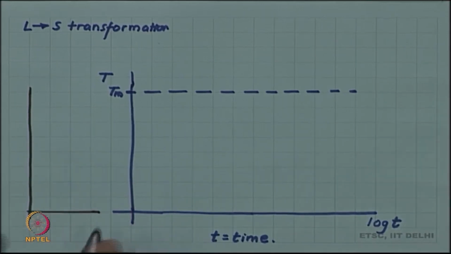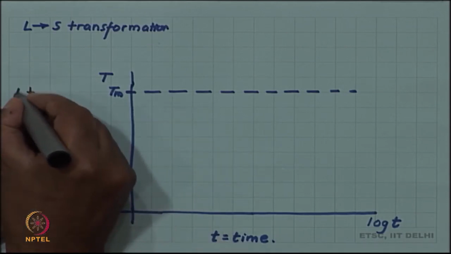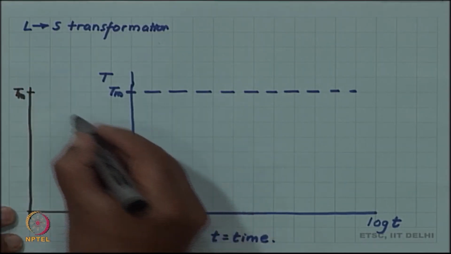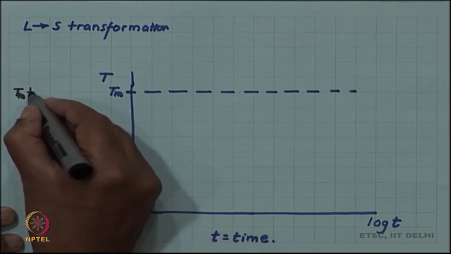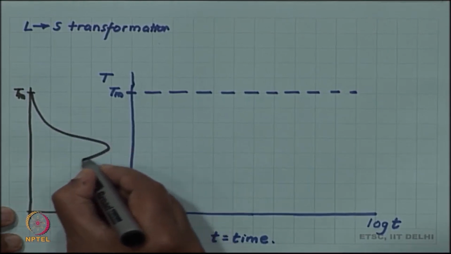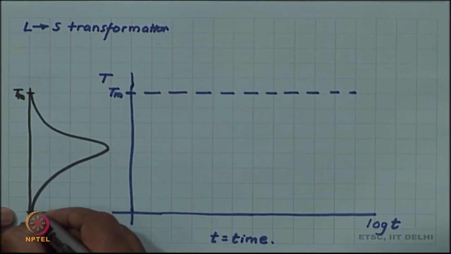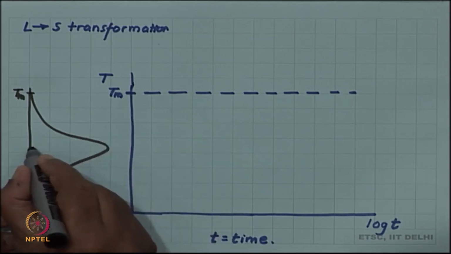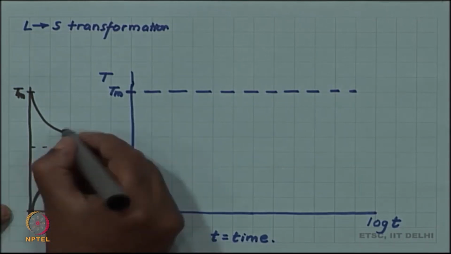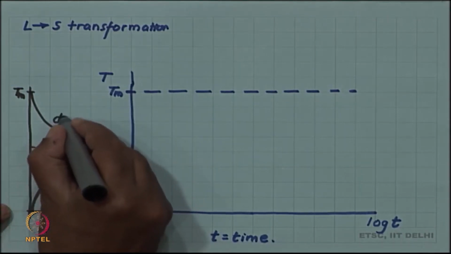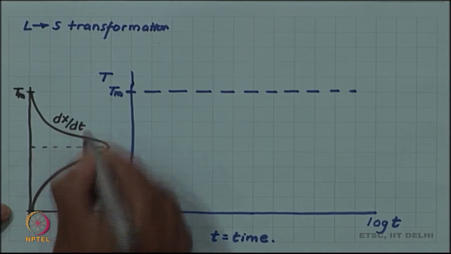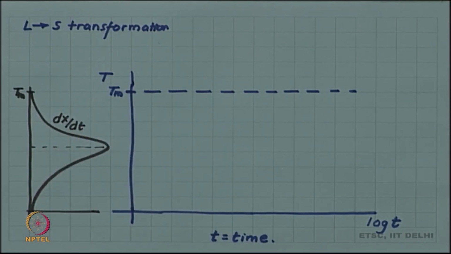And recall that we saw that as a function of temperature, the overall transformation rate goes through a maximum. So, it goes through a maximum at some temperature, where this is the overall transformation rate dx by dt.